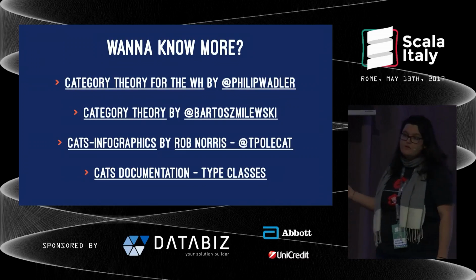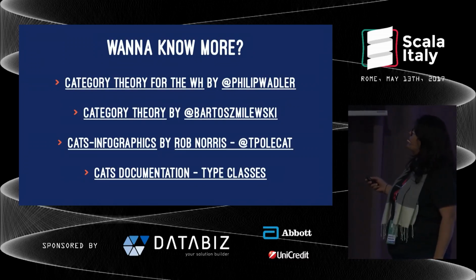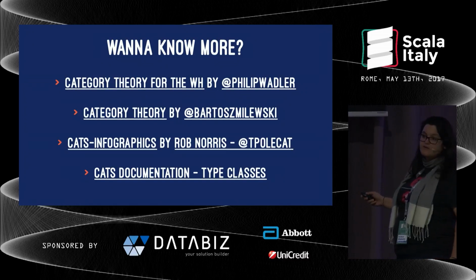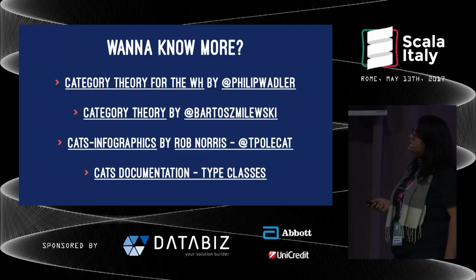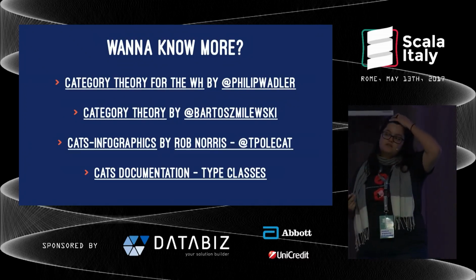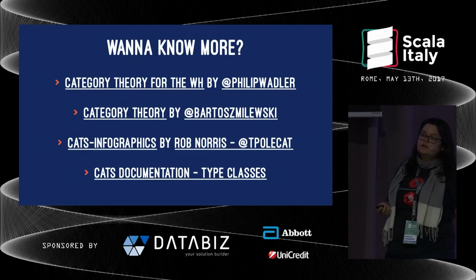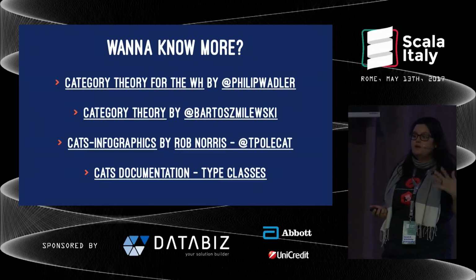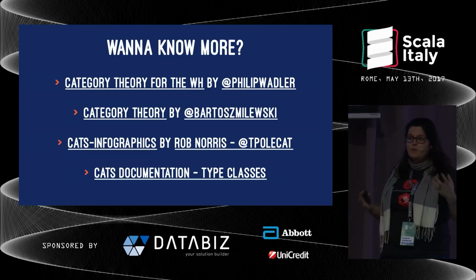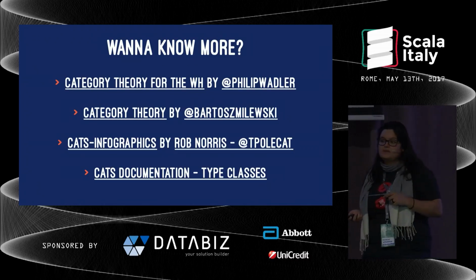Then, if you guys want to have a look at all the crazy things that there are in cats, this is the link where you can find the image that I showed to you from Rob Norris. And also, when I started this journey, the first place where I started was actually the cats documentation. You will be surprised, it's actually quite accessible. So if you don't have a lot of time, but you want to know exactly why a specific type class is there, why should I use it, I think the cats documentation is a great place to be.